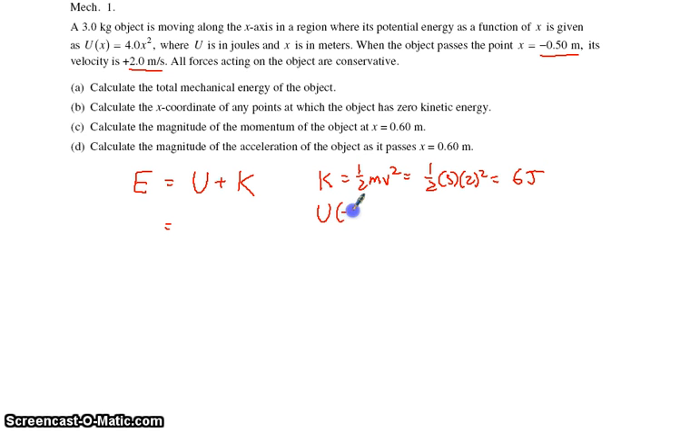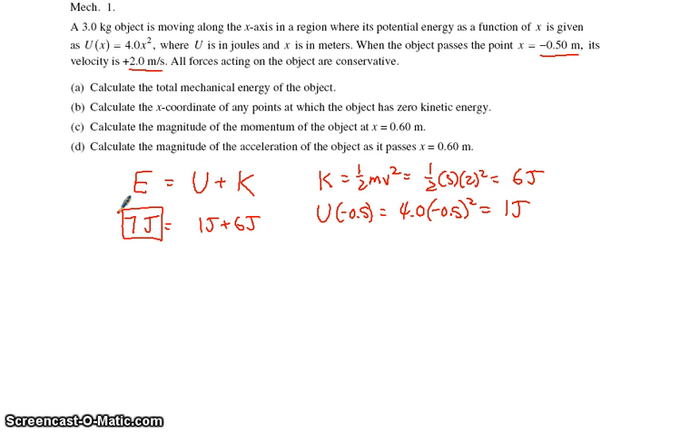Well, what's its potential energy at x equals -0.5? We will use the equation. So 4.0 times -0.5 squared ends up being exactly 1 joule. So now the potential energy is 1, the kinetic energy is 6, the total energy is 7 joules, and that's the answer to A. B, calculate the x-coordinate of any points at which the object has 0 kinetic energy.